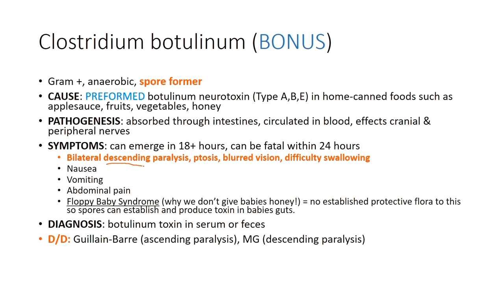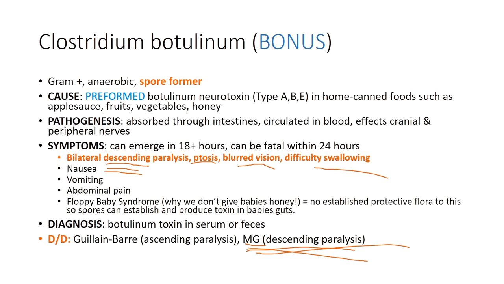Descending paralysis. The only other thing is descending paralysis, but it's actually not too much about the paralysis aspect, and it's not a sudden onset, is myasthenia gravis. This is usually a slower onset, so that's something that can differentiate. Plus, they probably wouldn't have exposure to eating canned peaches or something like that. And so it can cause ptosis, blurred vision, difficulty swallowing, nausea, vomiting, abdominal pain.